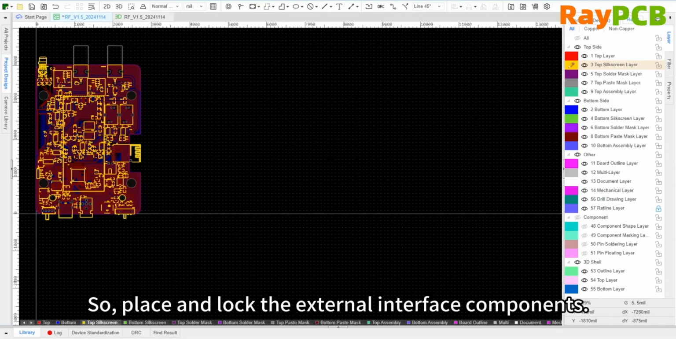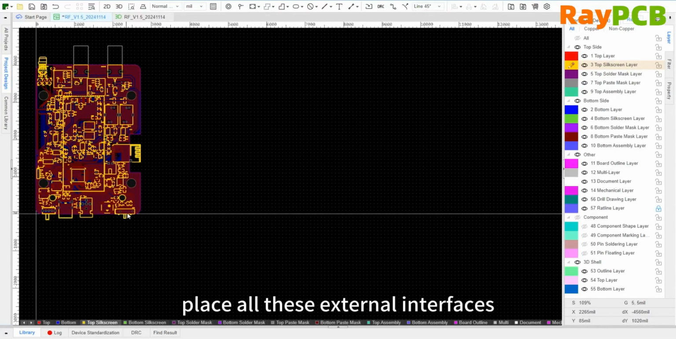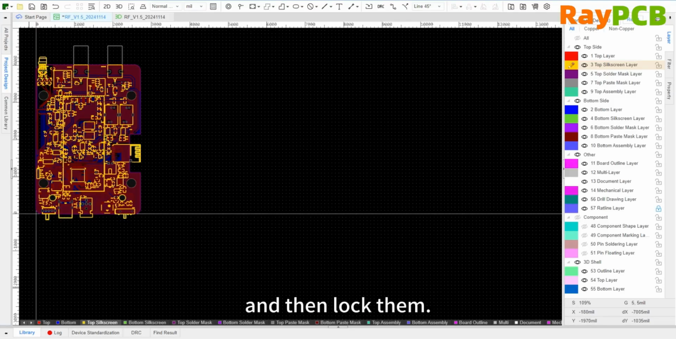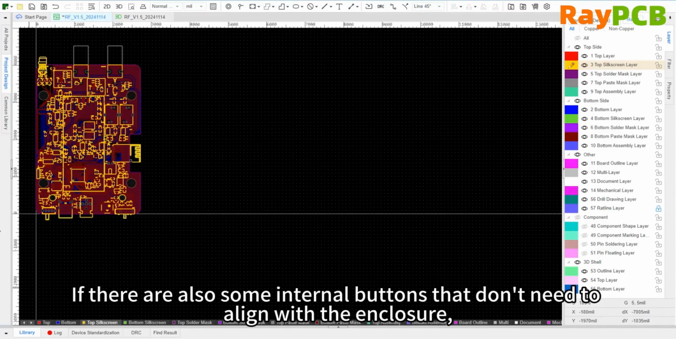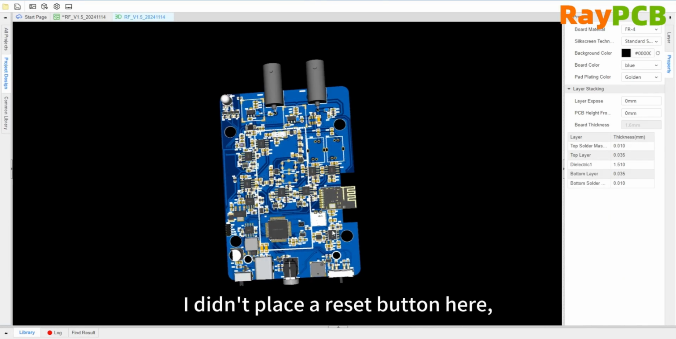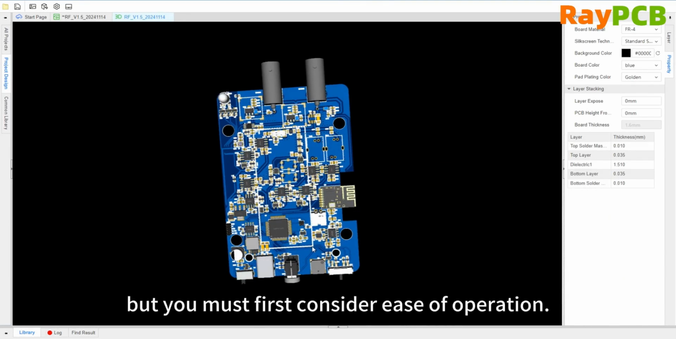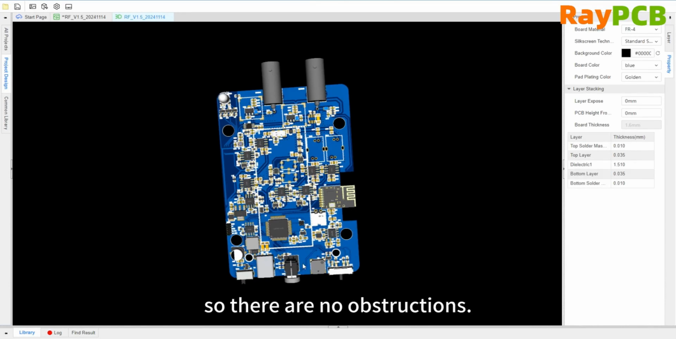That is, place and lock all the external interface components. Just like I mentioned earlier, make sure all these external interfaces are properly placed and then locked, and then place the human-machine interaction buttons. If there are some buttons inside that don't need to interface with the structure externally, such as reset buttons or indicator lights, those should be placed as well. For these, the first thing to consider is that there should be no obstructions. For example, in my case here, I haven't placed a reset button, so I need to think about the operation first. Generally, it should be placed near the edge and kept away from other taller components to avoid any blockage.